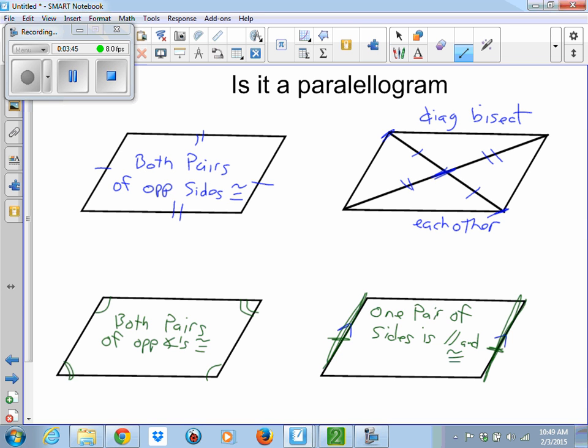All right, so that's how we know if it is a parallelogram or not. You have to meet one of these four things in order for it to be a parallelogram.